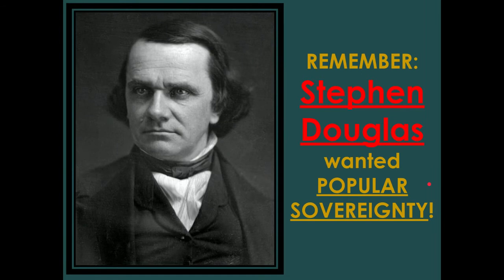All right, Stephen Douglas, remember that he wants popular sovereignty. He thinks the solution to everything is let the people vote on it. Not all the people, of course. Let the white people, the white male people, vote on it, and they can decide the slavery issue once and for all. Not the federal government. This should be a state decision, a local decision.